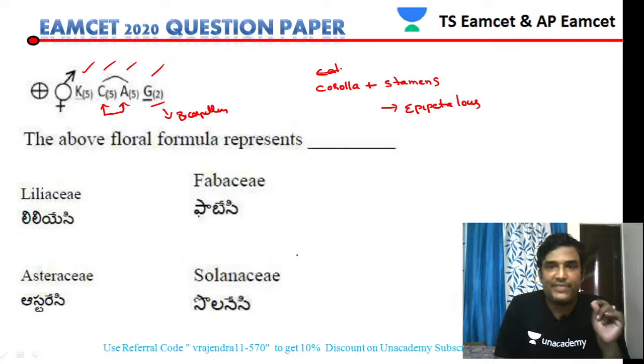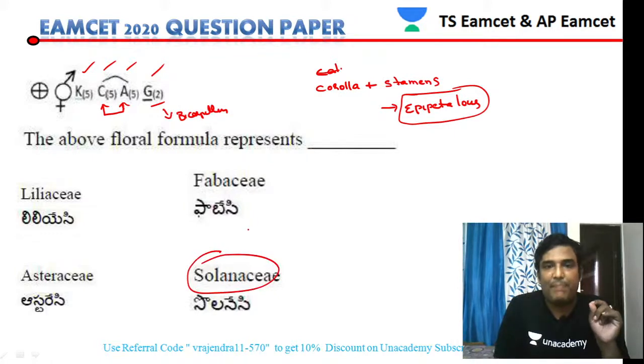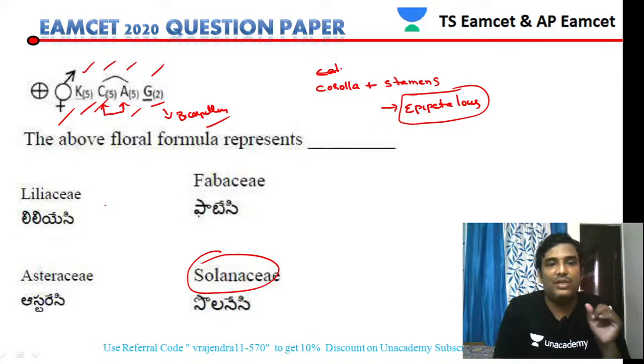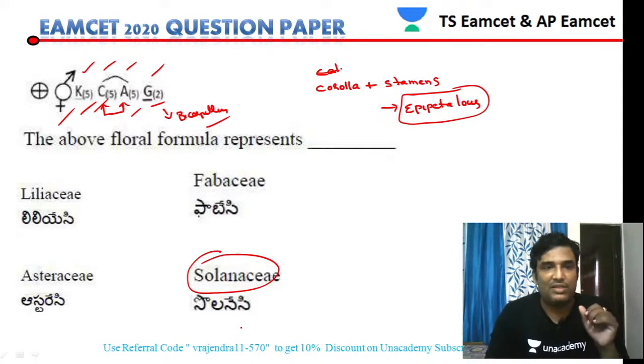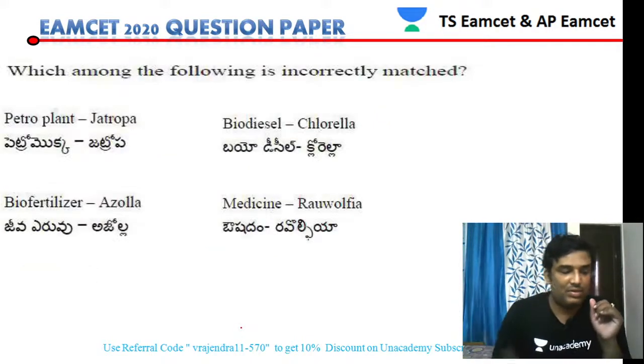Out of all these families, where can we see the epipetalous condition? Based on that, you can identify the answer. Solanaceae members show the epipetalous condition. They also have a bicarpellary gynoecium, 5 stamens, 5 corolla and 5 calyx. They are bisexual flowers and also show symmetry. So finally, Solanaceae will be our answer.